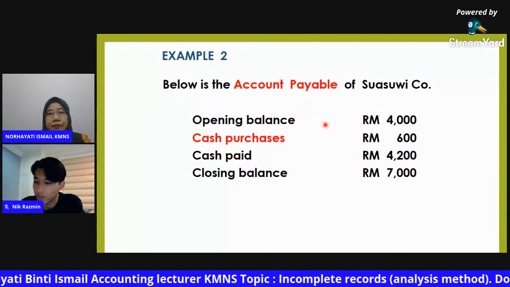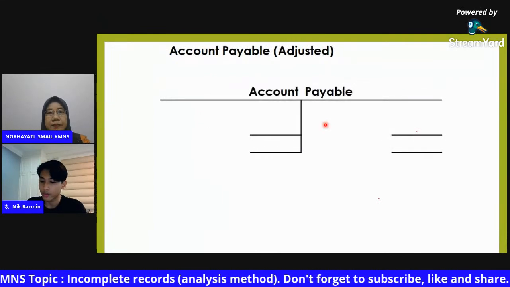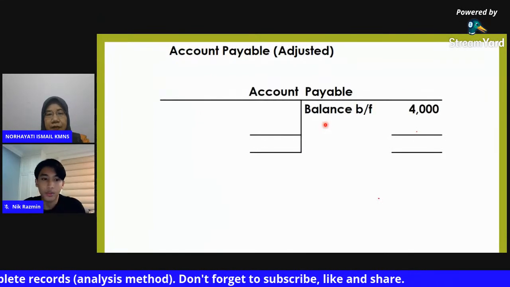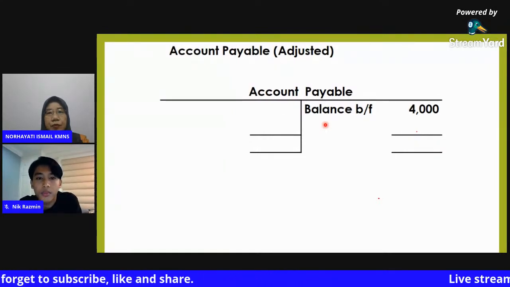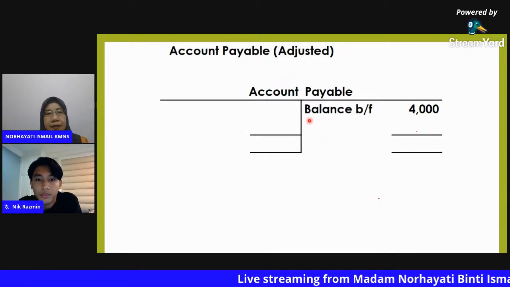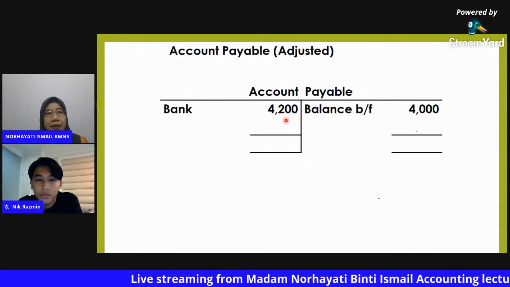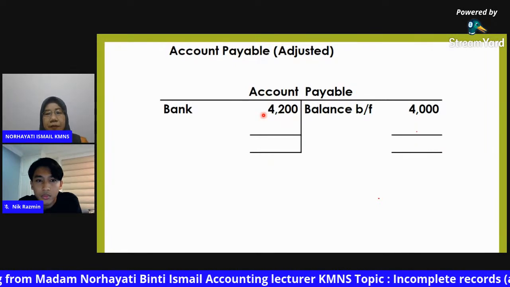So when you want to prepare the account payable, this is liability. You must know the balance brought forward should always be on the credit side. After that, the second one, you must record the payment that we have done to account payable.